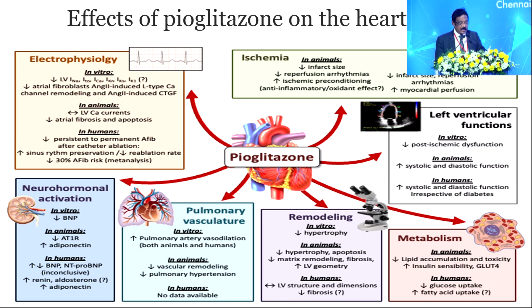It has got a beautiful action on the heart musculature. It increases the myocardial perfusion. It has an action on left ventricle function also, and cardiac remodeling. It reduces the preload and afterload, and you can see the action on electrophysiology also, on atrial fibrillation. There is an increase in sinus rhythm, and a 30% decrease in atrial fibrillation with this molecule. The only thing is, it has no action on the pulmonary vasculature at present. There are no studies contributing to the pulmonary vasculature. Otherwise, on all the vasculature, pioglitazone scores well.